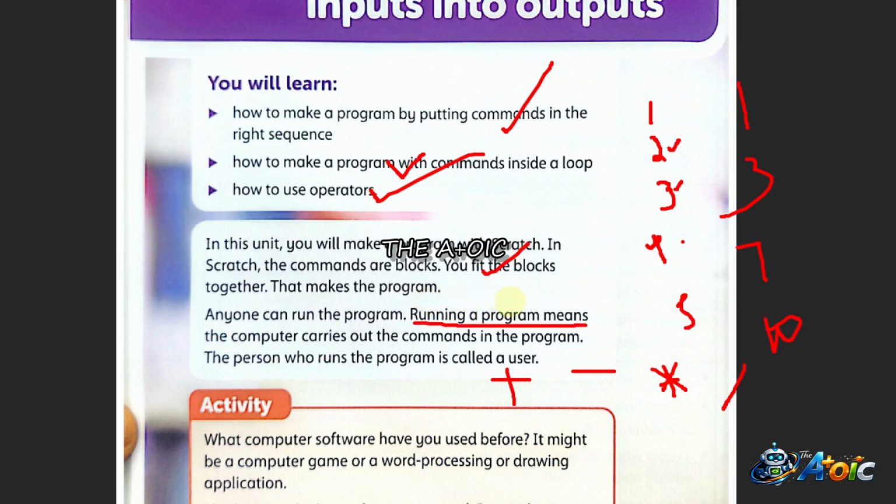Reading from here, running a program means the computer carries out the commands in the program. So if you put your blocks together, block 1, block 2, block 3, you are creating a program. You are arranging a particular set of commands that is going to run and give us a specific output. Whoever is going to run the program is called a user.